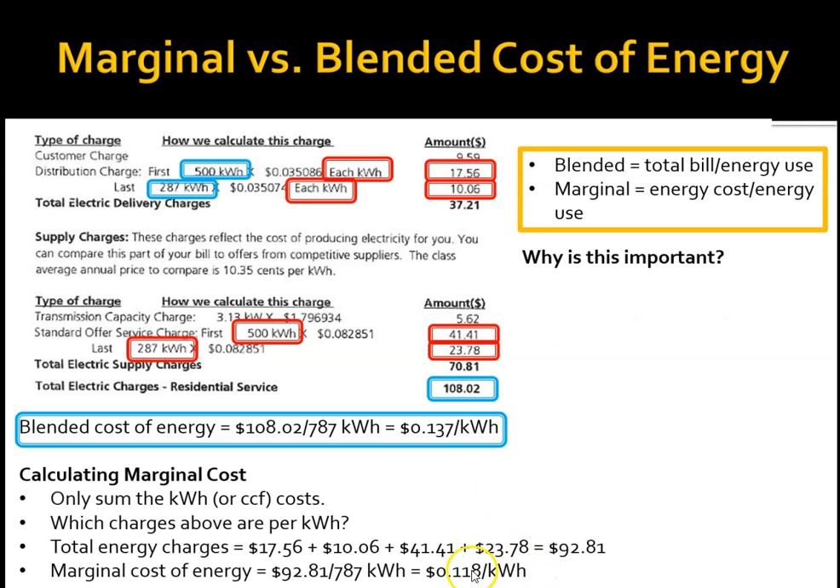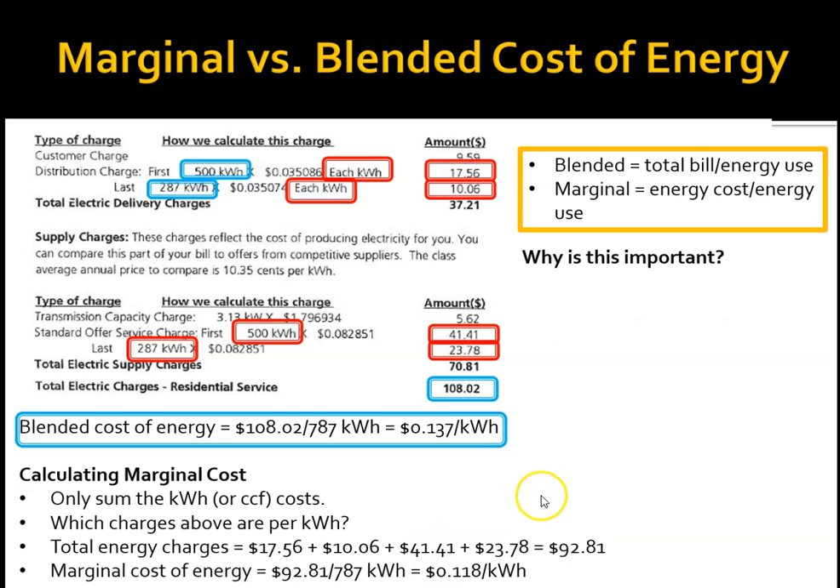So the actual cost of a kilowatt hour of electricity is really 11.8 cents, because if they use 787 kilowatt hours, or if I use 0 kilowatt hours, they're still going to get their customer charge. They'll probably still have the transmission capacity charge, because that's usually assessed once a year. The point is, this 11.8 cents is what changes if you change the energy use.